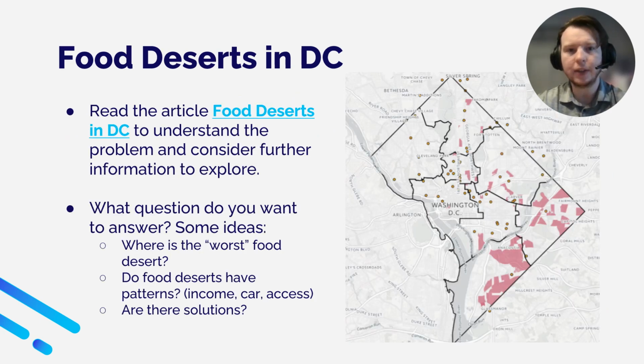The major activity for today is looking into food deserts in DC. We have an article for students to read and think about to understand the problem and consider further information that they want to explore. We encourage students to choose a question as they finish that article. So some ideas might be, where is the worst food desert? Do food deserts have patterns to them, or are there solutions?